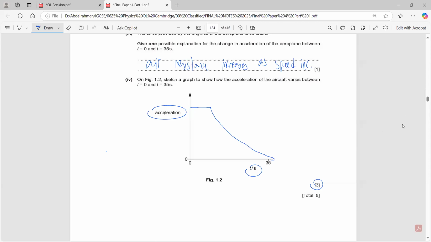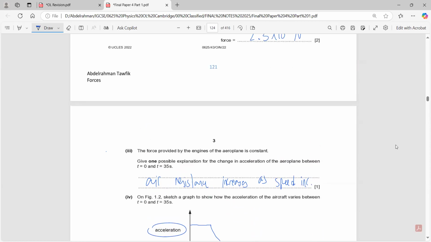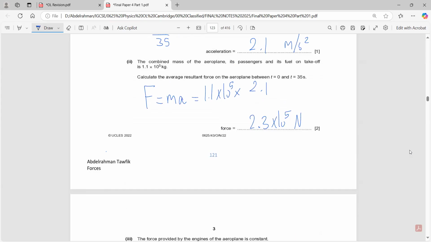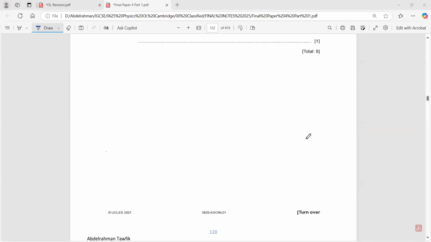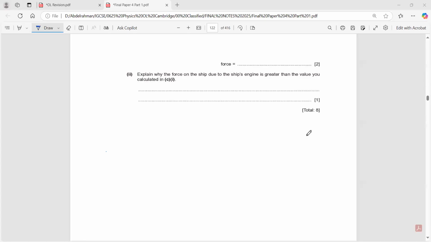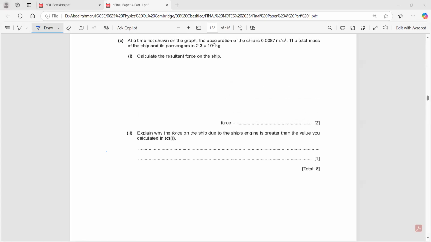Yalla, let's go. Previous question. Okay. Well, constant speed means zero acceleration. Constant speed means zero acceleration. Right?